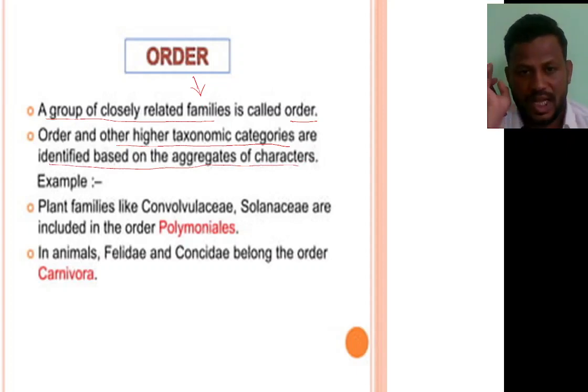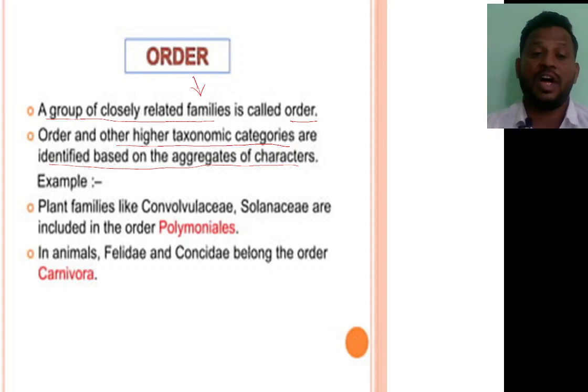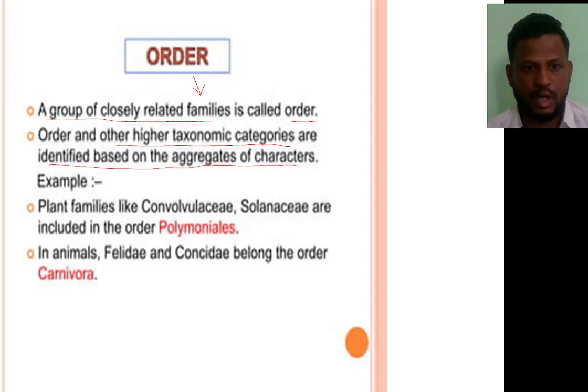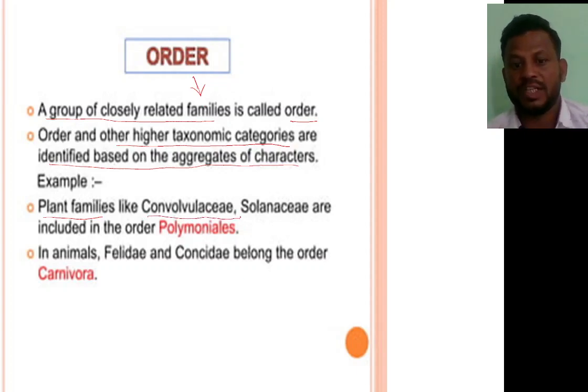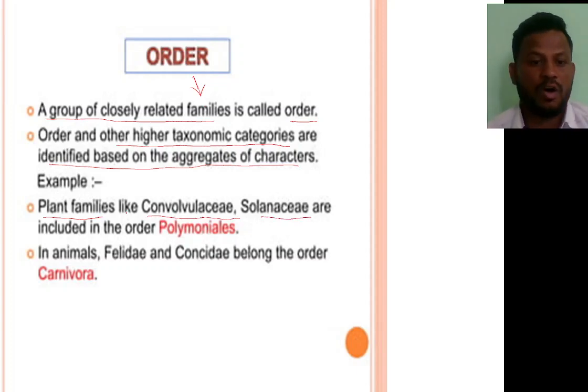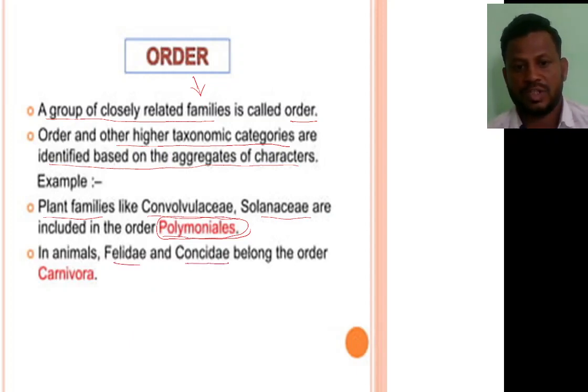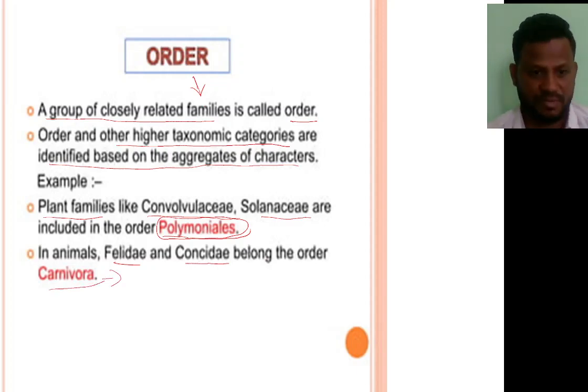Here we are going to see the characteristics of the organism. On that basis, we are going to categorize them. For example, look here. Plants: the family Convolvulaceae, the Solanaceae, belong to the order Polymoniales. Similarly, the family Felidae, with Canidae, belongs to the order Carnivora. Carnivora means carnivorous animals. This is known as the order.